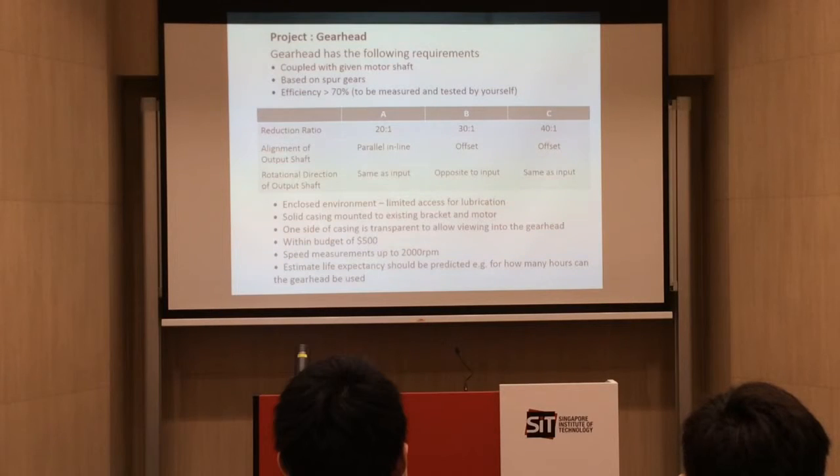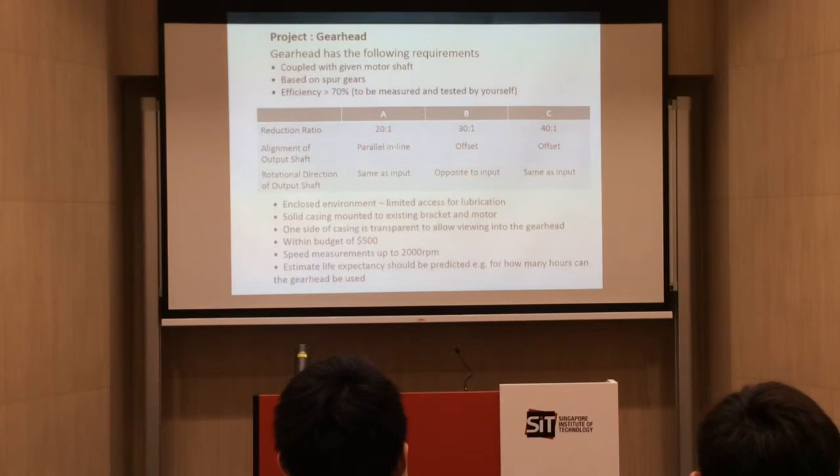It's the rotational direction. Option C is a 40 to 1 reduction ratio. Again, the alignment is parallel, offset, rotational direction same as the motor. And you are free to choose this. Other specifications, your gearbox has to be closed. So you have to think about lubrication because the gears will require lubrication. So you have to figure out how you can do that.